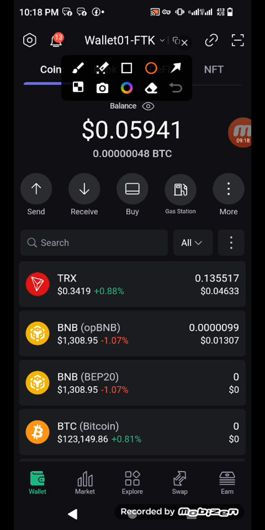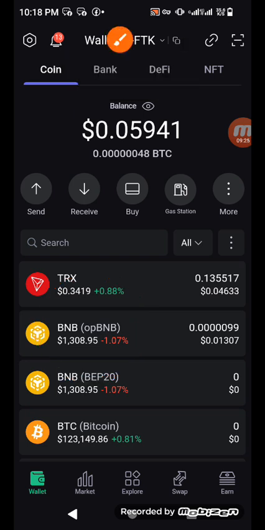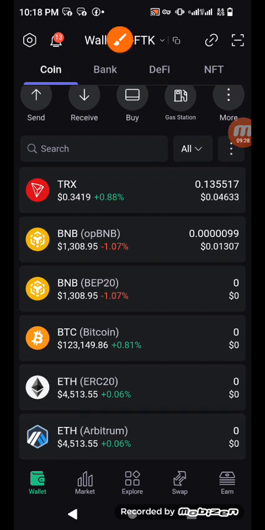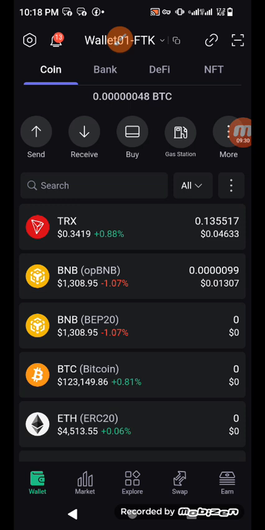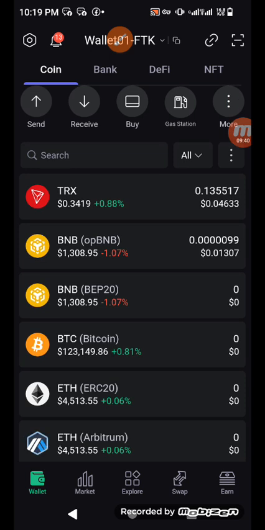So you look at the opBNB. This is BNB, but it's under opBNB. Now look at this other BNB, it is BEP20. That's what I'm saying, this is what is called the chain: BNB on the opBNB chain, then BNB BEP20. Like I told you, BNB is now selling at 1,300 something. As of the first time this system started, BNB was still at a price of less than $500. Now it has almost tripled, and that's the power of crypto.